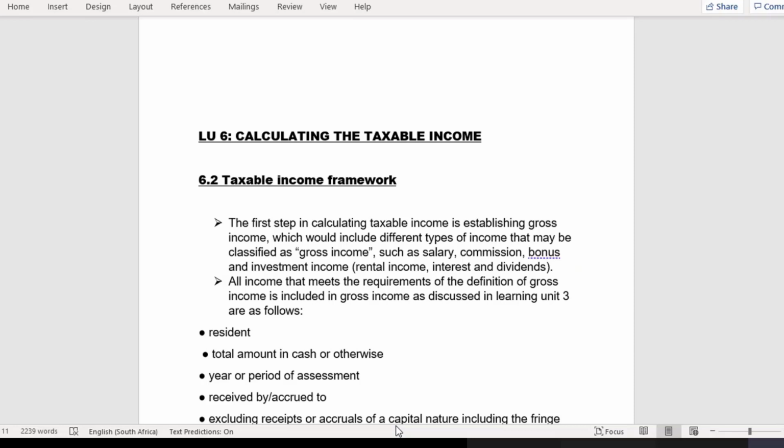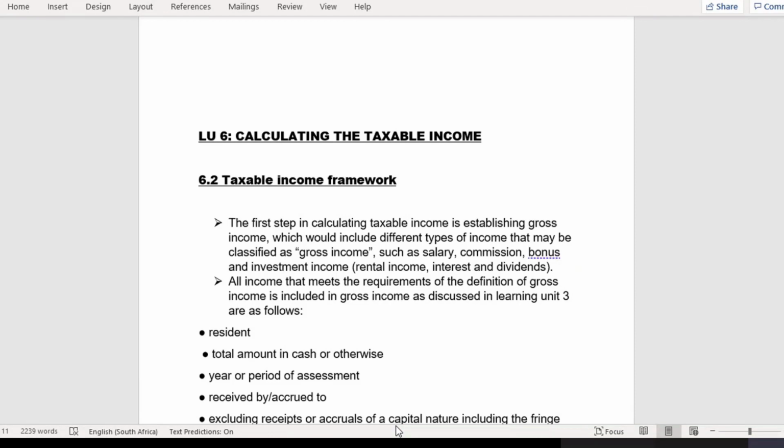Okay, this learning unit today is all about calculating the taxable income. We deal with the framework. They always repeat that framework in your guide, so you just have to follow the framework as you always do in questions, just to see exactly where items fit in terms of the sequence. Because if you don't follow the framework, you're not going to get it right.